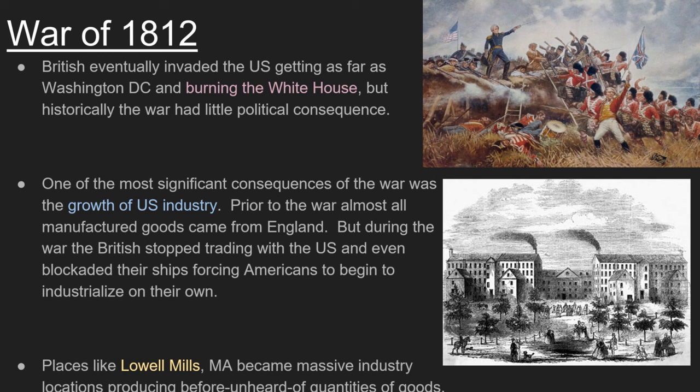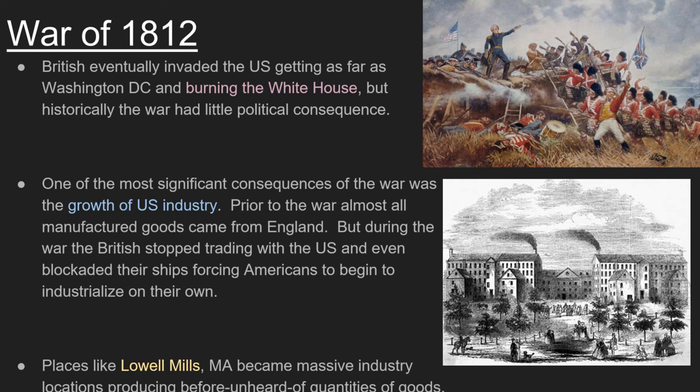One of the most significant consequences of this war, though, was the growth of U.S. industry. Prior to the war, almost all manufactured goods came from England. But during the war with the British, we can't get those goods from England because they stopped trading with us. They're at war with us. So what that did is that forced the United States to start producing some of their own manufacturing. So actually the war in the long term helped US industry because it forced the Americans to have their own industry because they couldn't trade with Great Britain anymore.